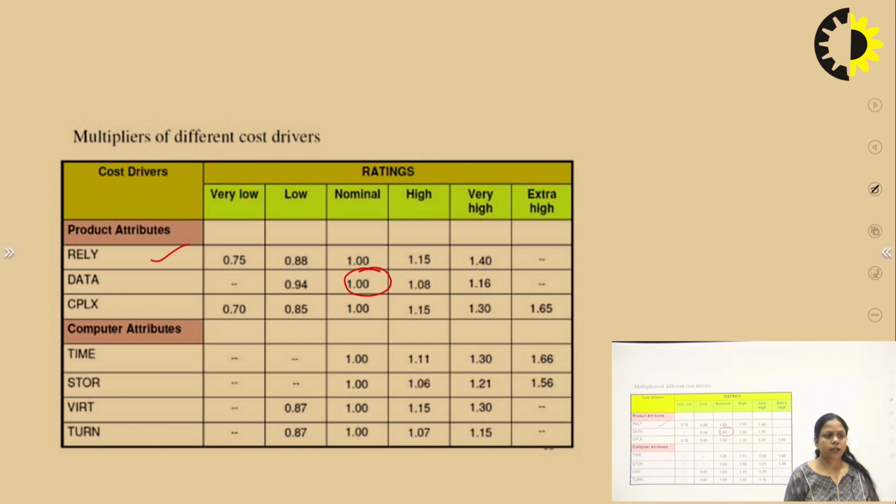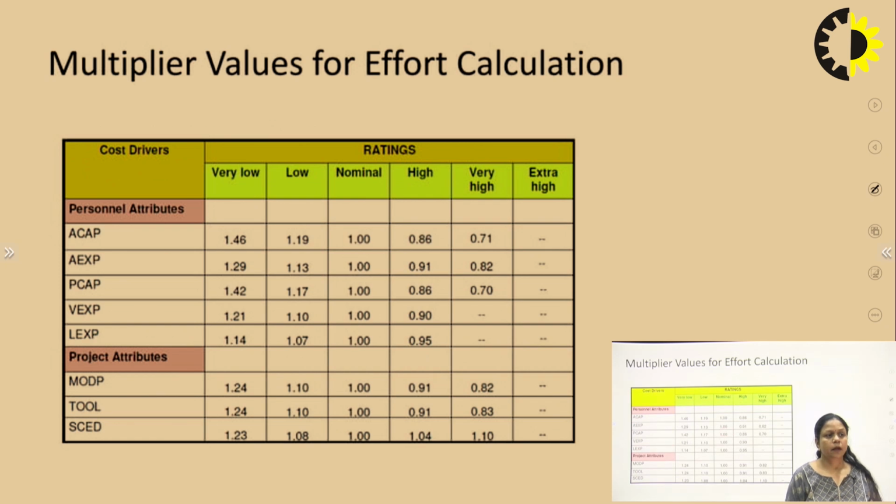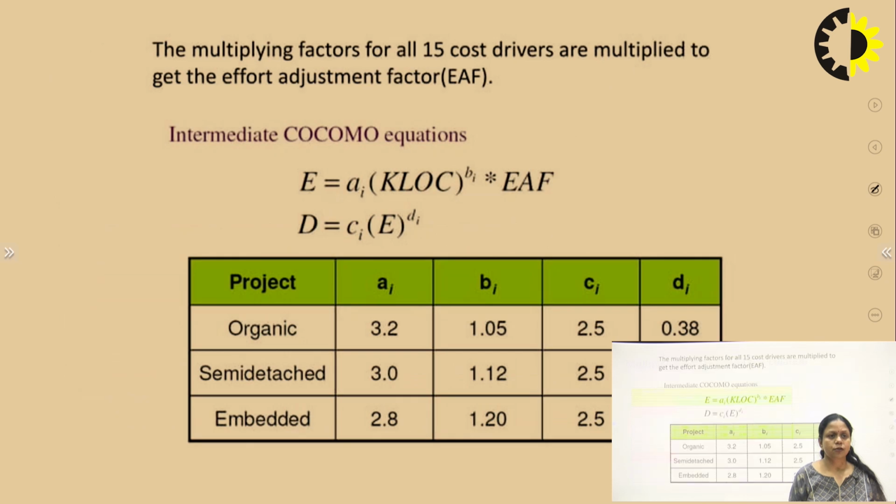Fine. So these are all the cost driver multipliers. It can range from very low to extra high. You can see these are the other attributes which we have already discussed, and the different values: very low, low, nominal, high, very high, extra high. So these are the tables which have all the values of the cost drivers.